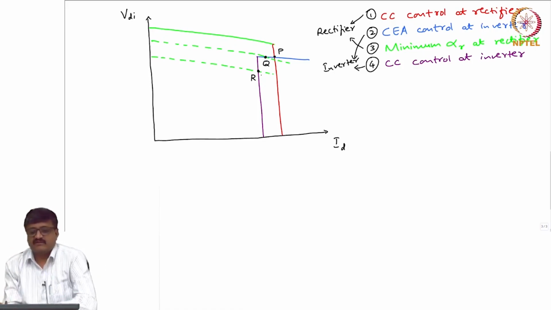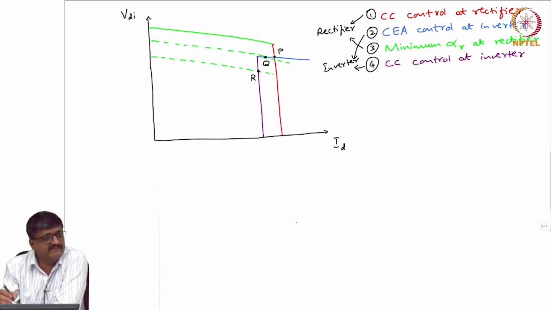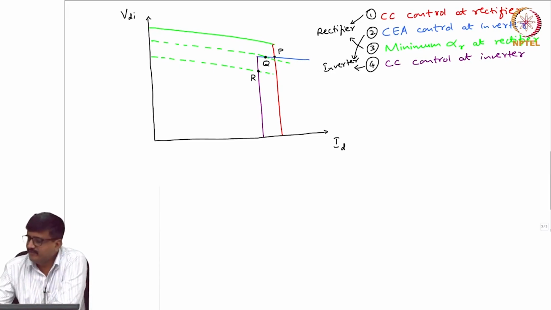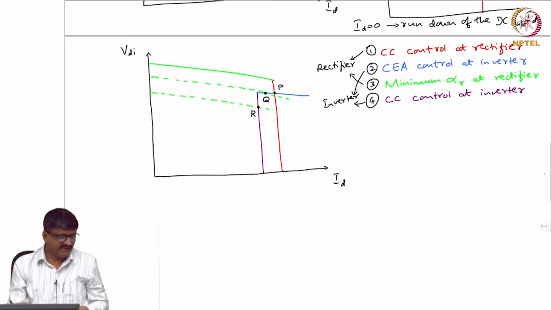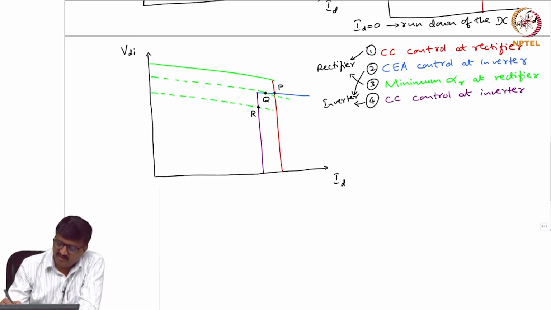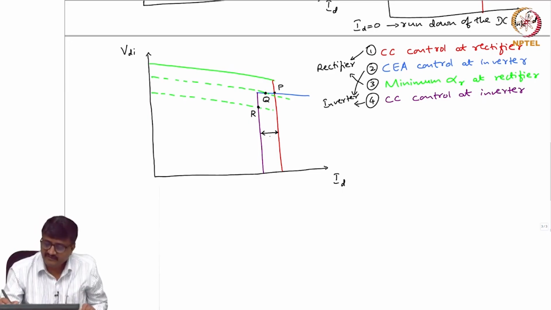So if you employ this additional constant current control at the inverter, then we see that the current ID will not become 0. If you compare this with the previous graph, that purple curve was not there. So the purple curve is additionally introduced. In the previous case there was no purple curve, so ID will become 0, there is rundown of the DC link. So we employ constant current control at the inverter also, so that the current will not go to 0. There is a small difference between the constant current employed at the rectifier and the constant current employed at the inverter.